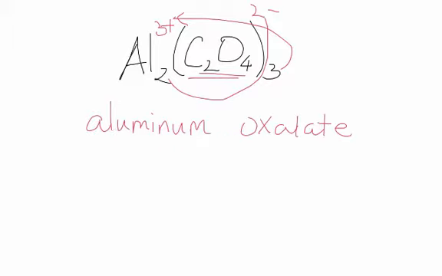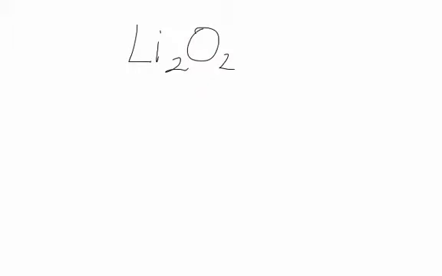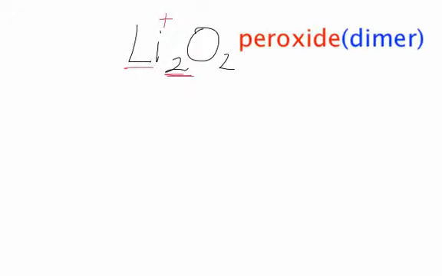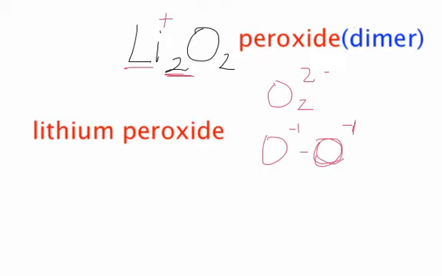Let's take a look at Li2O2. It's interesting because we know that Li stands for lithium with a plus 1 charge, and O usually stands for oxide. But where did this 2 come from? From the bottom of lithium. Well, if you look on your polyatomic ion page, you also have an ion called peroxide. So peroxide is also another dimer. It's O2 2 minus. So it's O with a negative 1 each. So this is a peroxide. Very highly reactive. So this would be lithium peroxide.